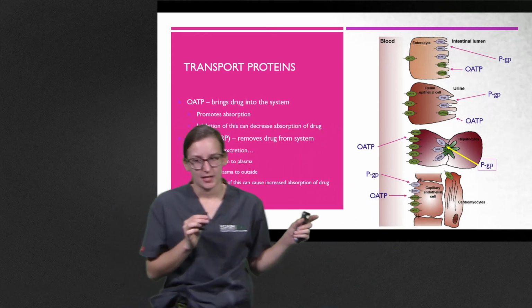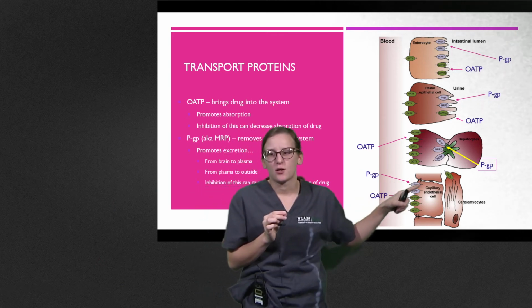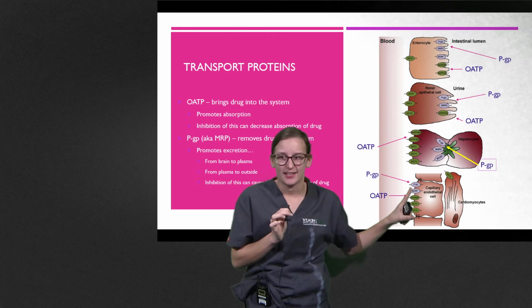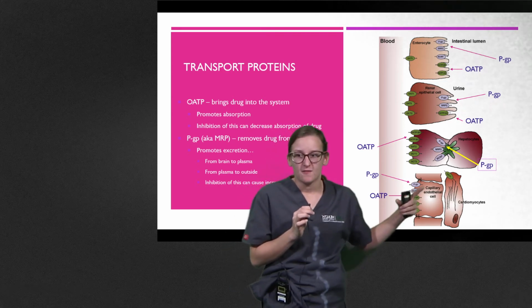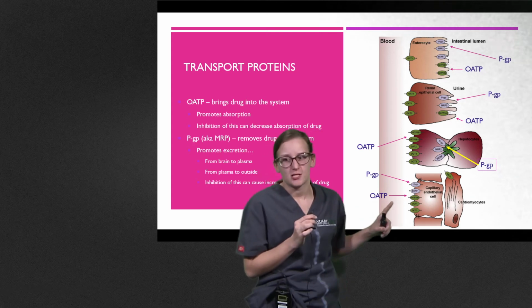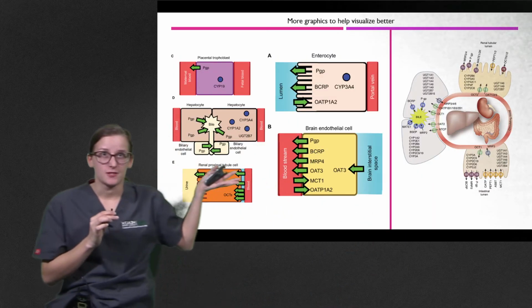Other than that, everything's more straightforward where we have PGP. The arrows are just pointing to this tiny text, and I have the next slide that shows it a little bigger, but if it's PGP, it's being pushed out, and if it's OATP, it's being pushed in. And here are the different diagrams to help you visualize it a little better.